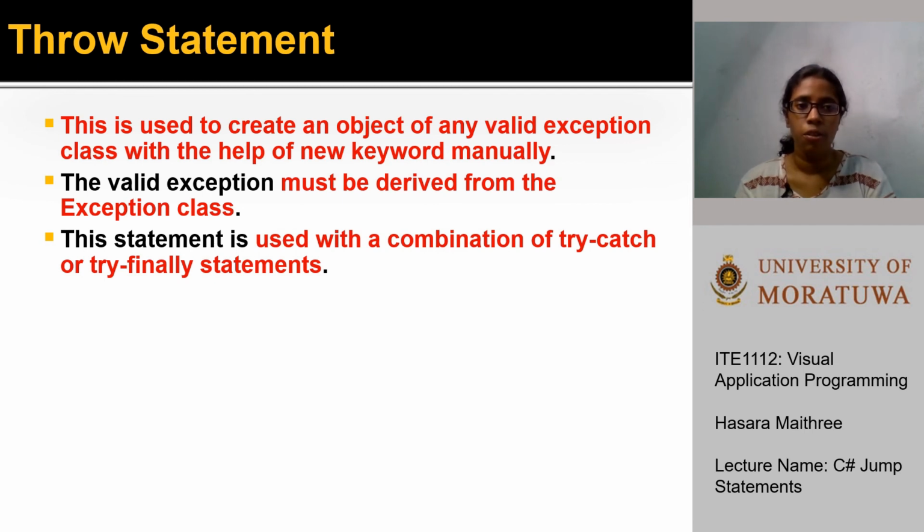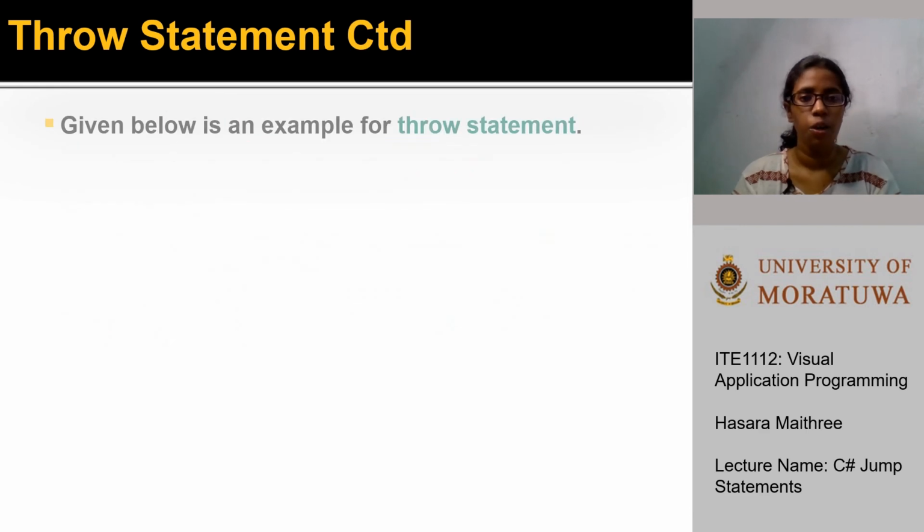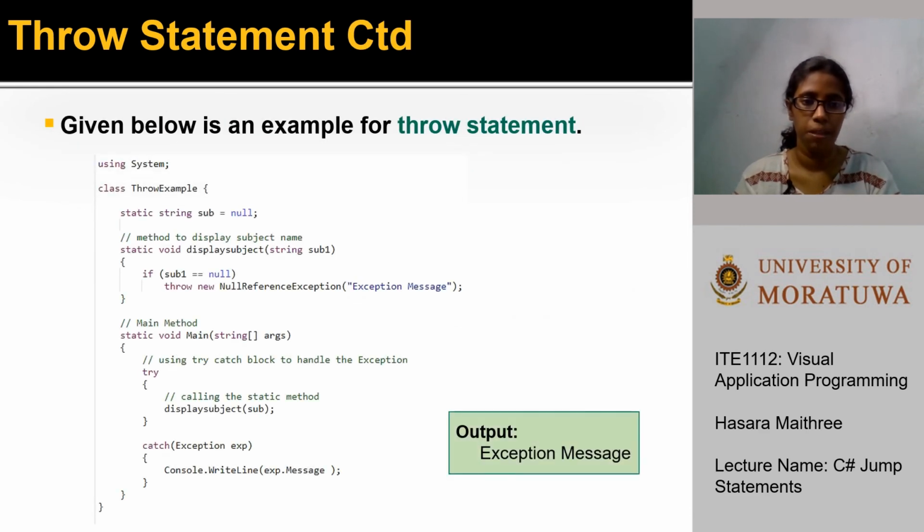And in order to use the throw statement, we have to combine it with the try catch or try finally blocks. These blocks catch the particular exception that is thrown from the program and output a particular message to the user. So we will look into an example and see how the program flow and execution happens. Now let's look at this example.